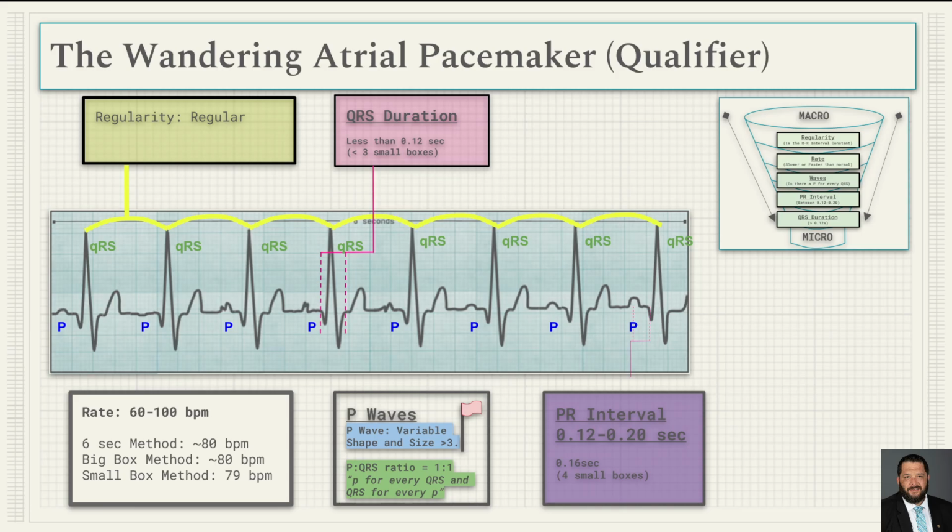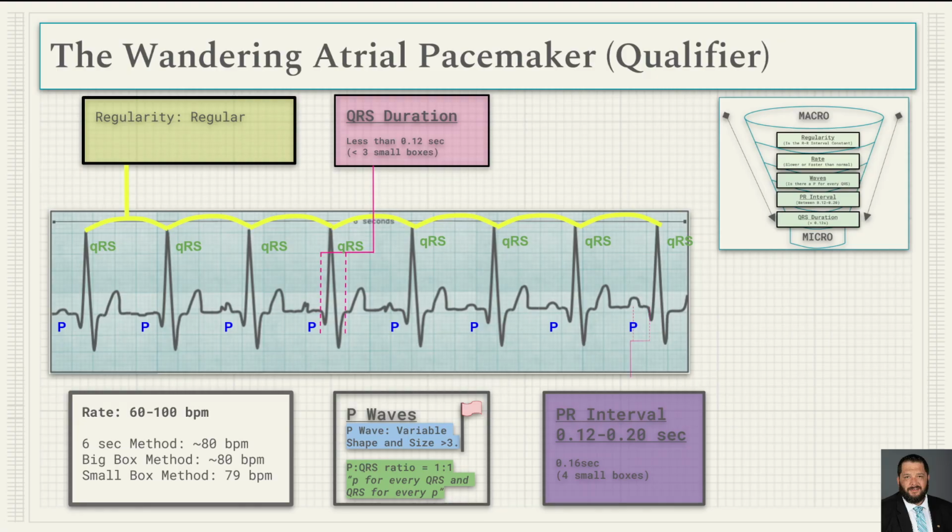And then we restore back to more normal looking P waves as we proceed to the end of the strip. They do exist though. Our P to QRS ratio is still 1:1. For every P wave that we have, we do still have a corresponding QRS complex. And despite the malformation of the P wave shape, our PR interval is still between 0.12 and 0.2 seconds. Our QRS duration is less than 0.12 seconds as well.